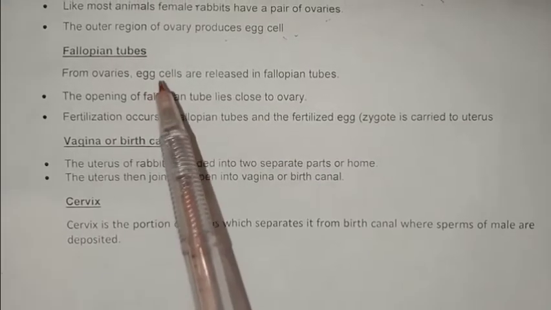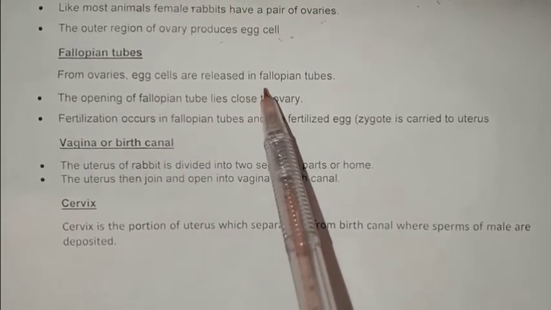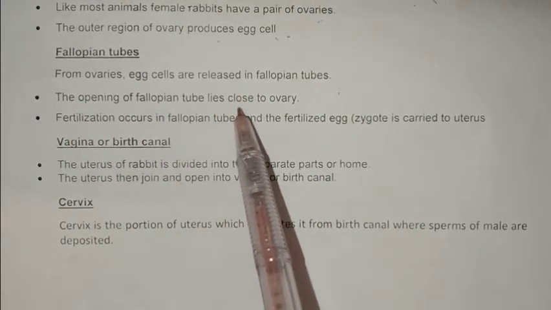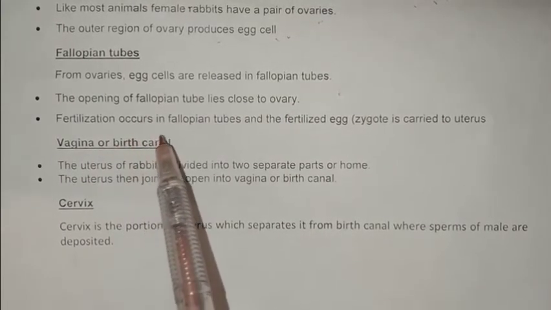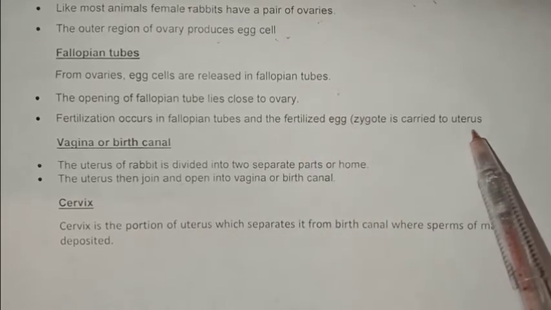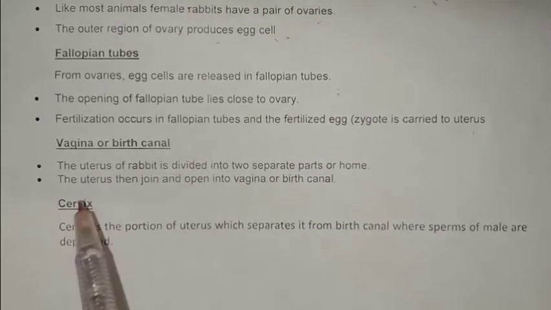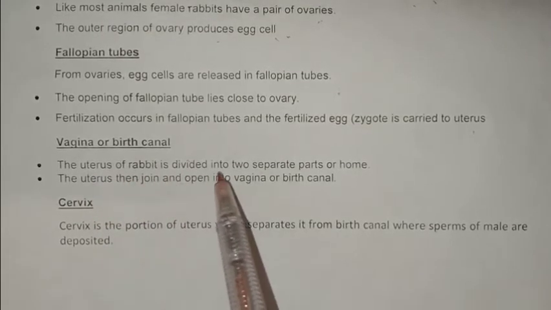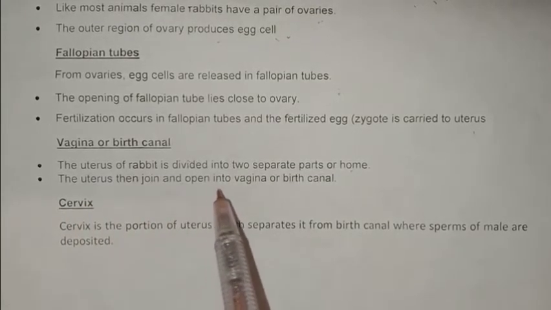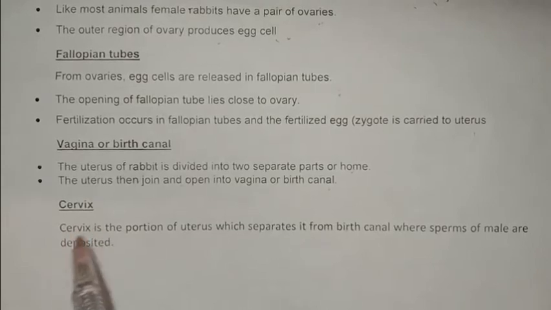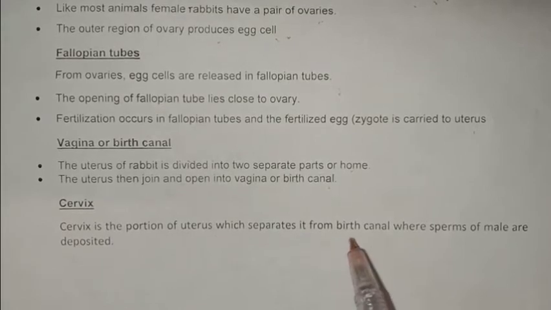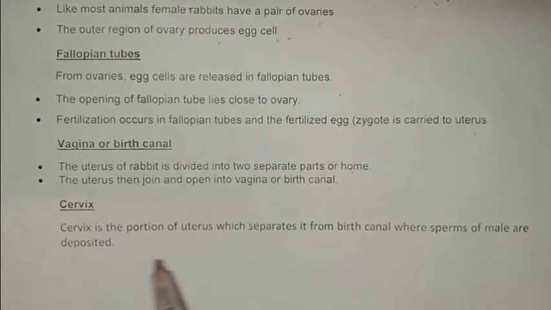Second part, fallopian tubes. From the ovaries, egg cells are released into the fallopian tubes. The opening of the fallopian tubes lies close to the ovary. Fertilization occurs in the fallopian tubes, and the fertilized egg, the zygote, is carried to the uterus. The uterus of the rabbit is divided into two separate parts or horns. The uterus then joins and opens into the vagina or birth canal. Cervix: the cervix is the portion of the uterus which separates it from the birth canal, where sperm of the male are deposited.